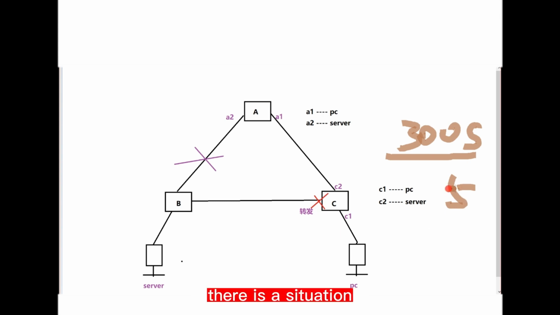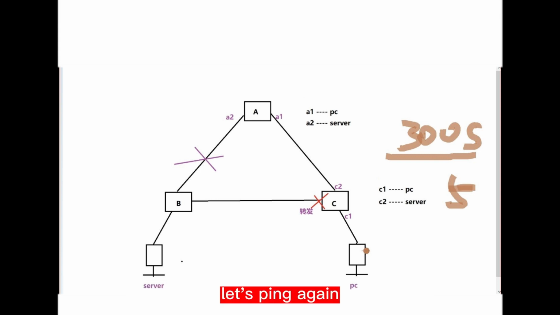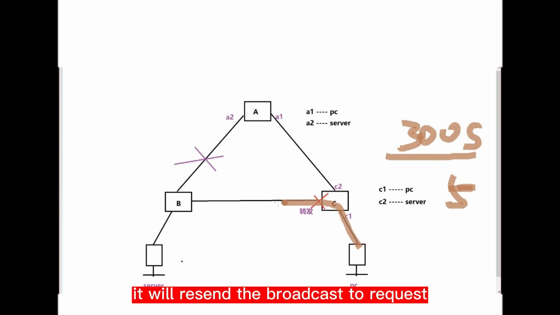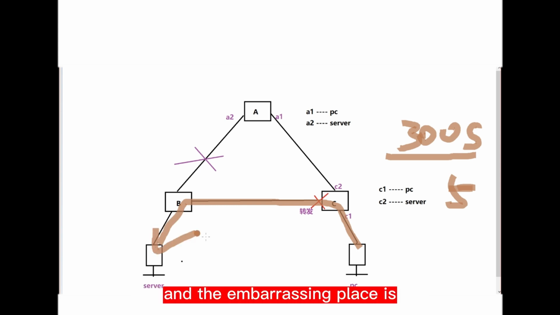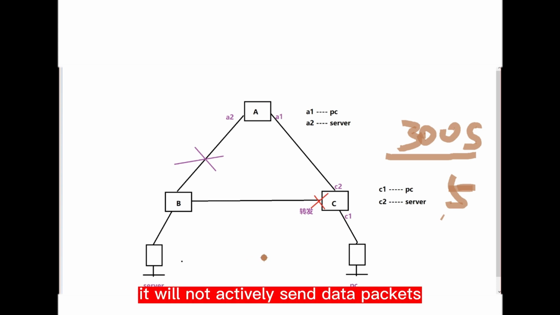There is a situation. Wait 5 minutes, after the entry of the server through the C2 interface naturally ages. Let's ping again. It will resend the broadcast to request. And the embarrassing place is, the other party is a server. It will not actively send data packets. It's okay if the other party is a PC.